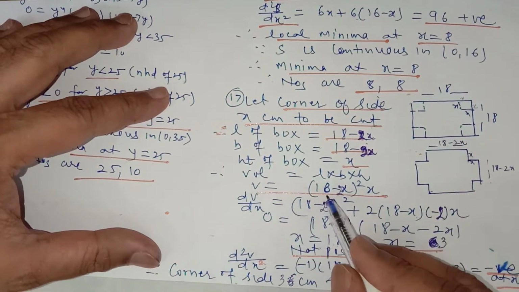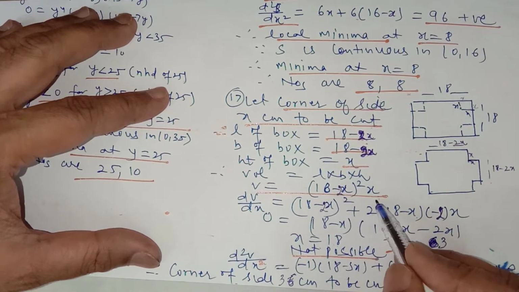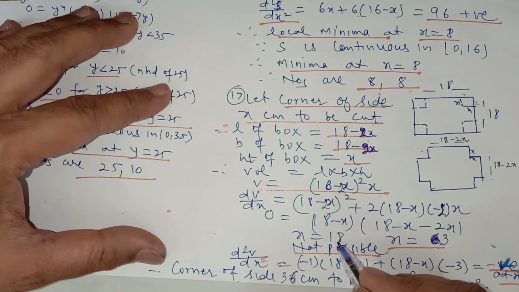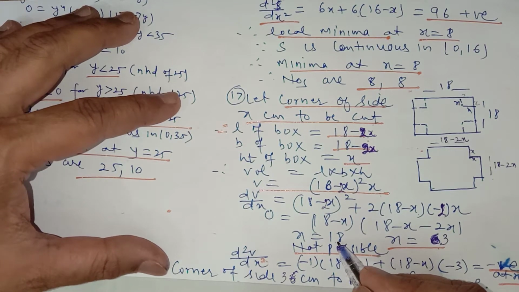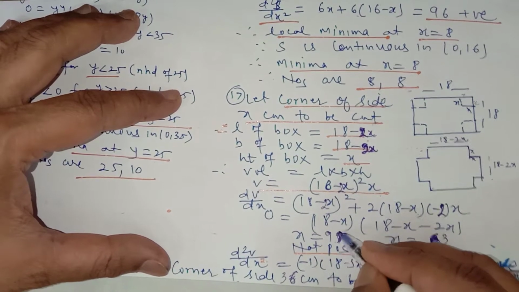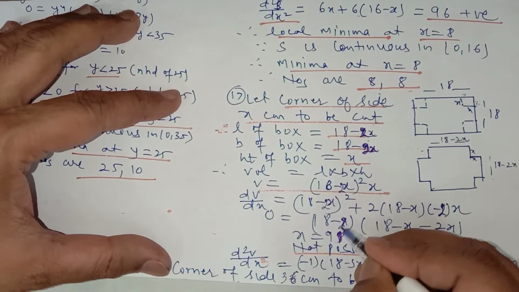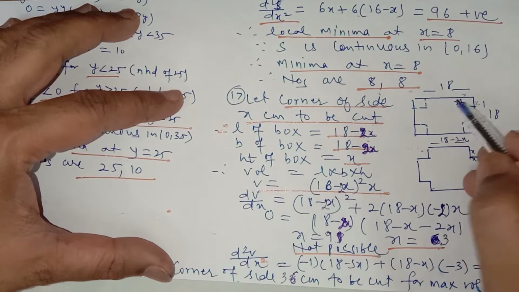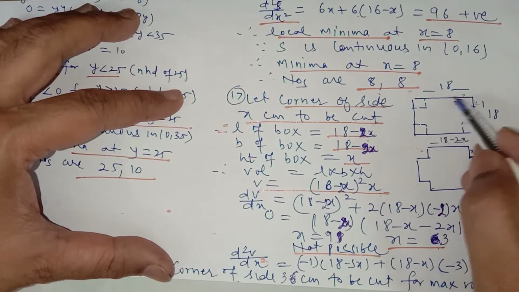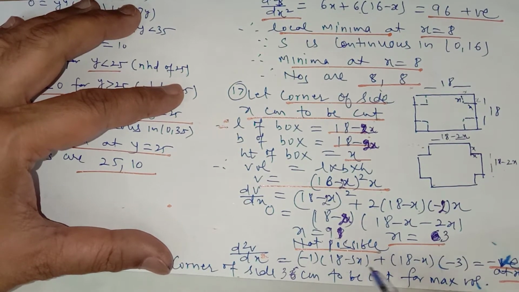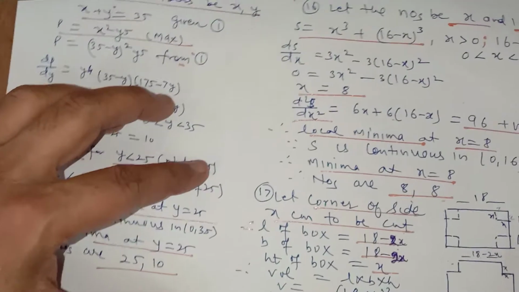And the volume of the box will be length into breadth into height. So it will be (18 minus 2x) whole square into x. Find its derivative by the product rule and put it equal to 0. You'll get the value of x as 9, which is not possible, because if we cut a square of side 9 from one side and 9 from the other, it will break into two pieces, and the other value of x comes out to be 3. So find the second derivative, put the value of x equal to 3, and you will get the second derivative negative. It means the volume will be maximum.